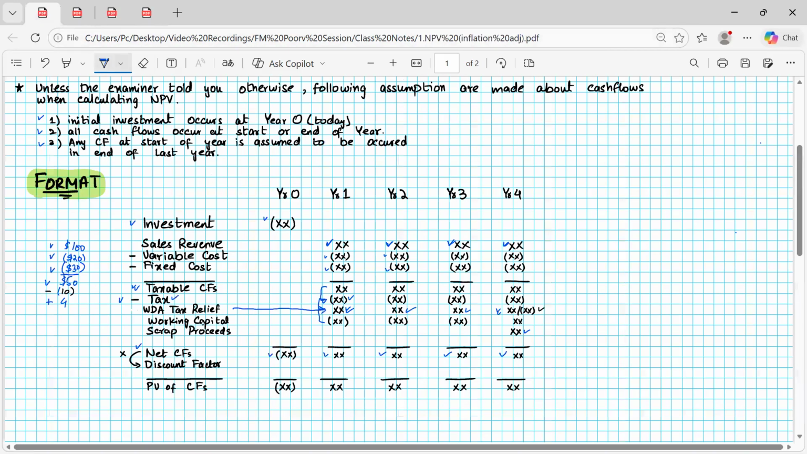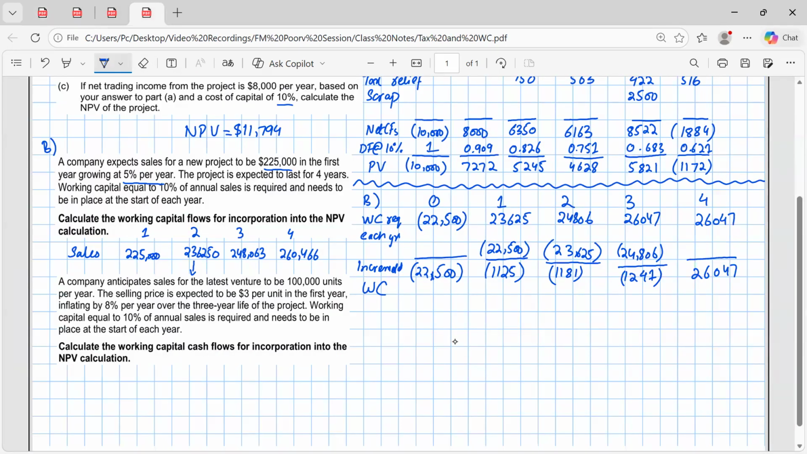Now these figures that you have got, 22,500 negative, 1,125 negative, 1,181 negative, 1,241 negative, 26,047 positive. These are the figures that you are going to put here. Now here, for the working capital, I made a mistake. I did not show that here in year zero. It's also in year zero here. So I will adjust these notes, okay? Year zero because you invest in year zero. So that is how working capital investment adjustment is done. Is this clear to you both?